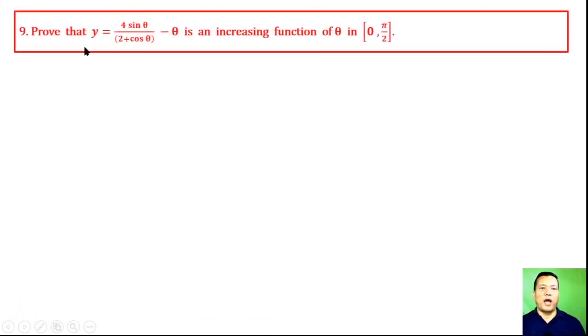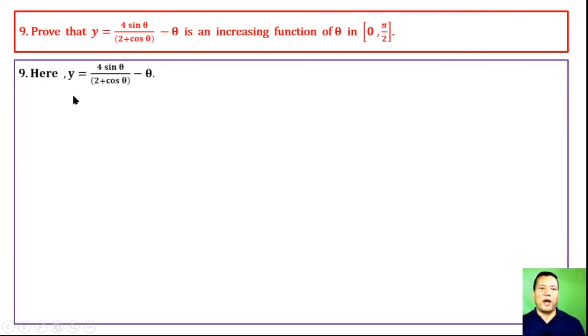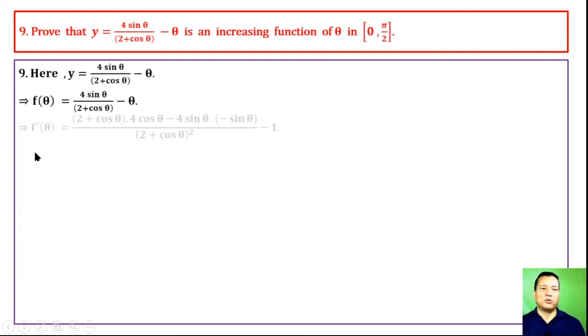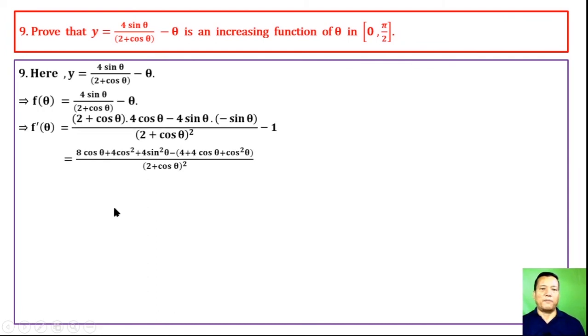Prove that y equal to this function is an increasing function of theta in this closed interval. Let us prove. Y is this. Let this y be denoted by f of theta, we get this, whose derivative is, applying the quotient rule in the first term, we get this. For the last theta, its derivative with respect to theta is 1. Simplifying, we get this.